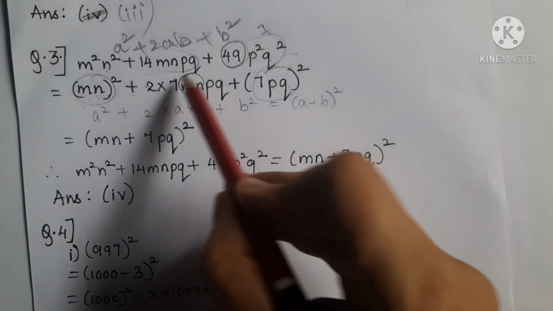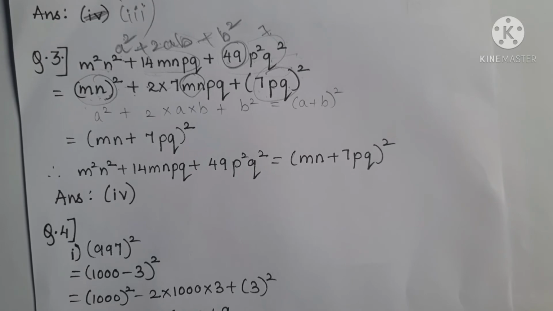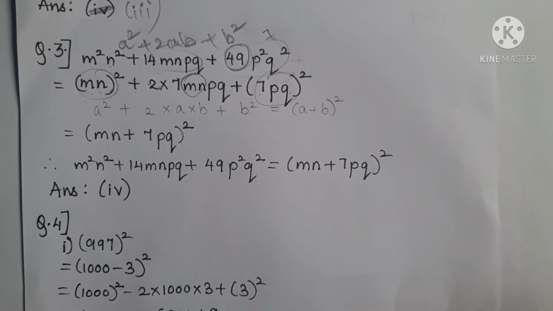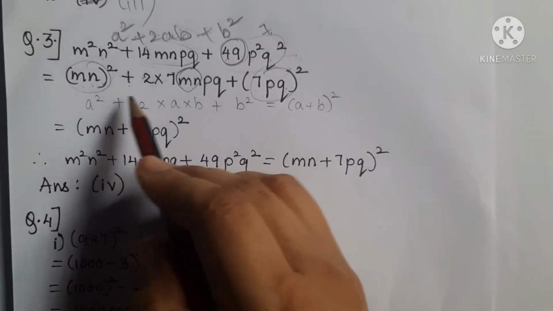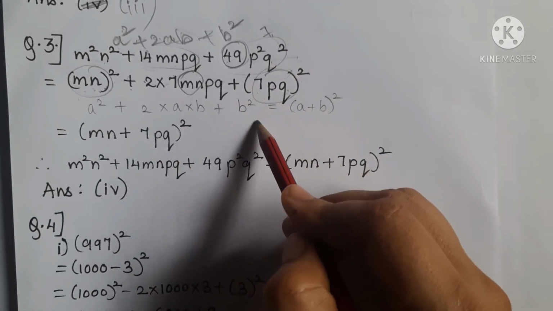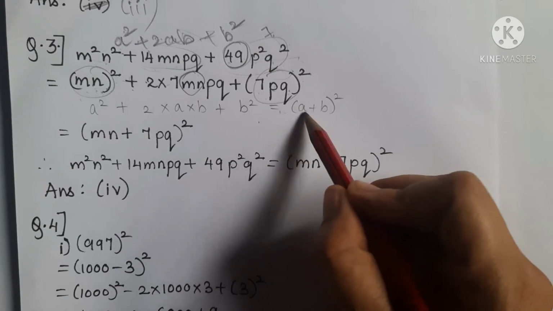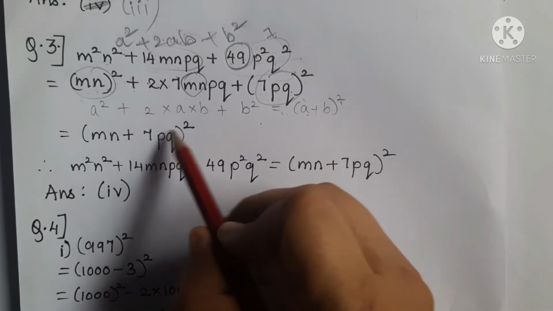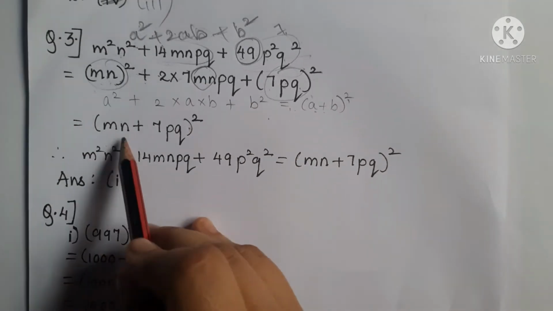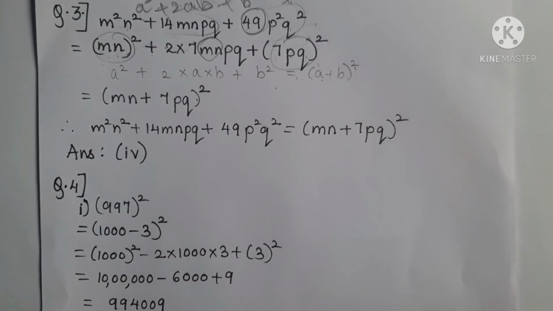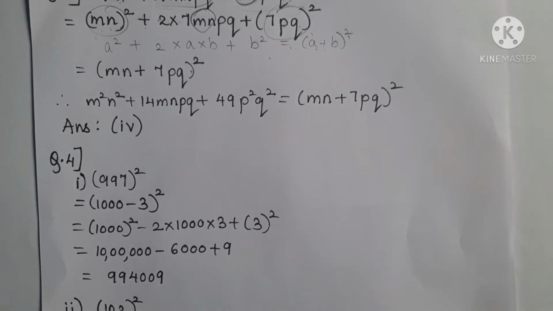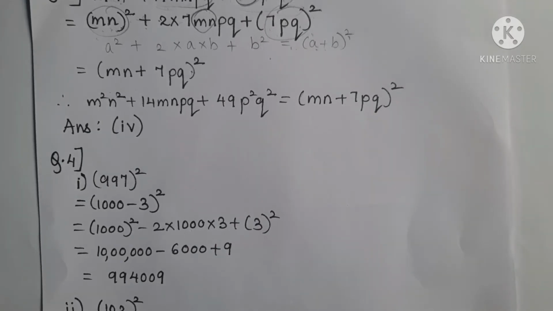Now since it is a number, I have brought the number next to the number itself. I have not kept it aside because it is in the multiplication form. So now this becomes A square plus 2AB plus B square. That is the formula of A plus B the whole square. So what is your A term? Mn, and your B term is 7PQ. So that becomes Mn plus 7PQ the whole square. So the answer is Mn plus 7PQ. The fourth one is the answer.